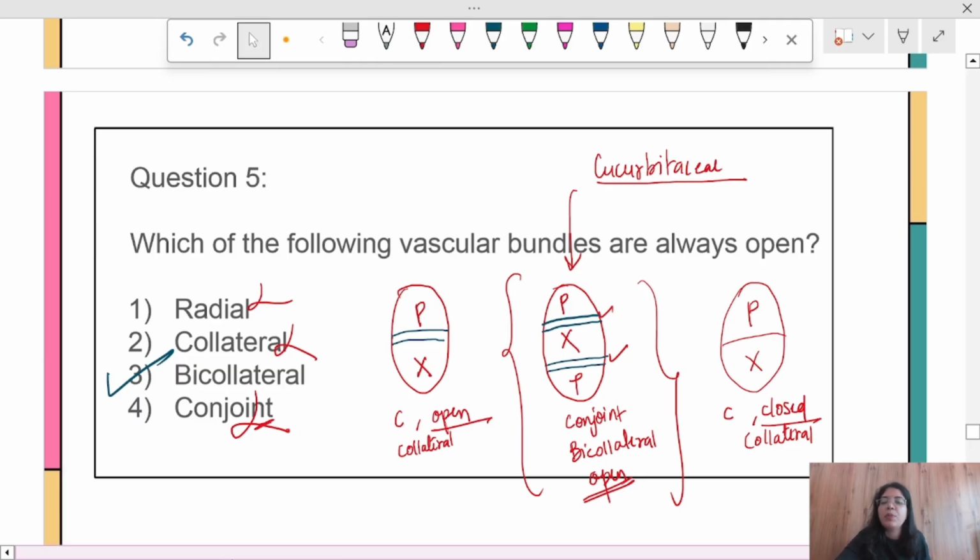Bicollateral vascular bundles means xylem is sandwiched in between the phloems. Outer side also phloem is there, inner side also phloem is there. Okay, in between you have xylem and they have two cambium always, right? So this is there, and in which family this exists? In watermelon family, Cucurbitaceae family, this happens, right? But this is not given in NEET syllabus.